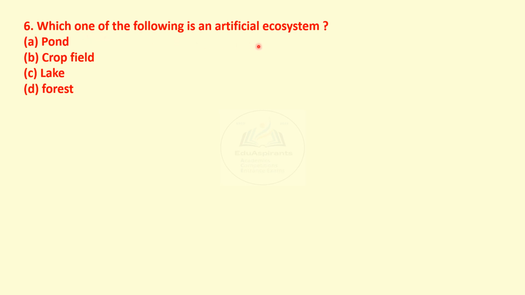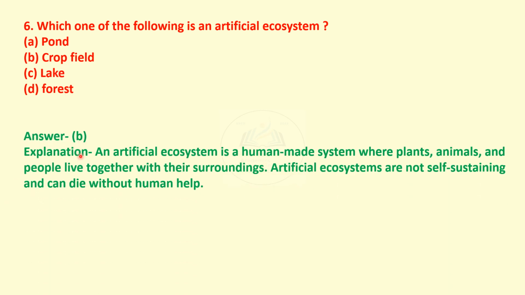6. Which one of the following is an artificial ecosystem? Pond, crop field, lake, forest. Answer is B. An artificial ecosystem is a human-made system where plants, animals, and people live together with their surroundings. Artificial ecosystems are not self-sustaining and can die without human help.